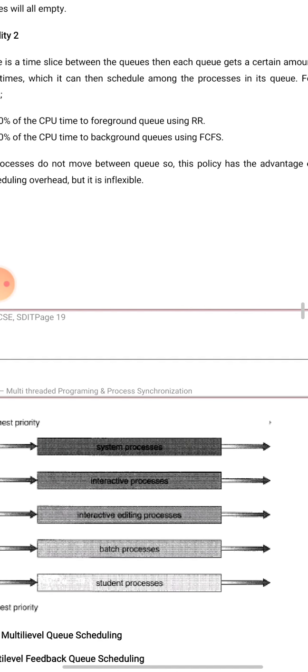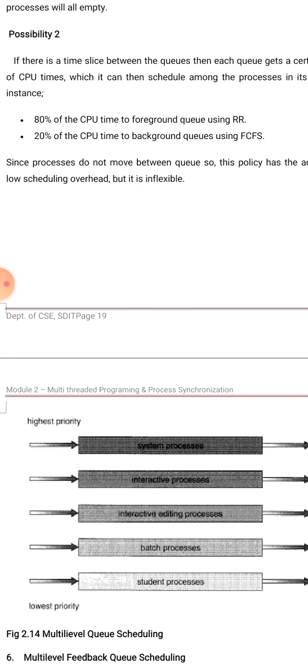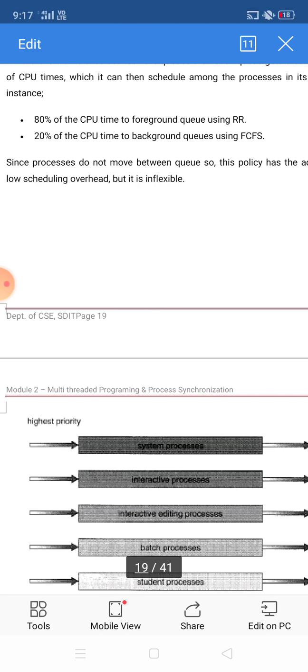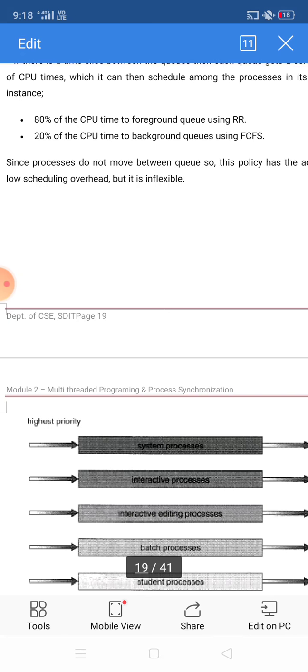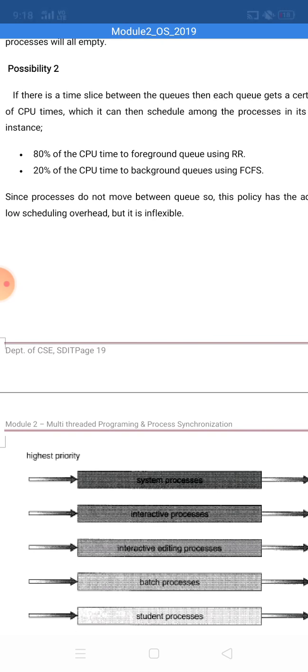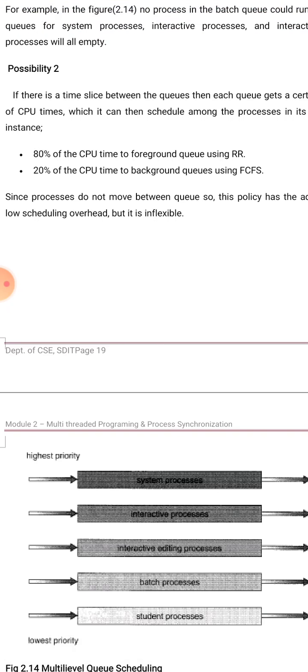Okay, so there are two possibilities. First, whichever queue has the highest priority should be executed first. Only if the queue with higher priority is empty can the remaining queues with lower priority execute. Take the example of the system process, which has the highest priority, and batch processes. Batch processes can execute only if the system process, interactive editing process, and all these queues are empty. Only then can batch processes execute. That is the first possibility.